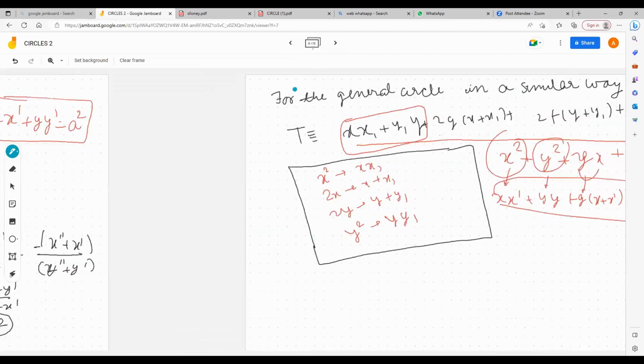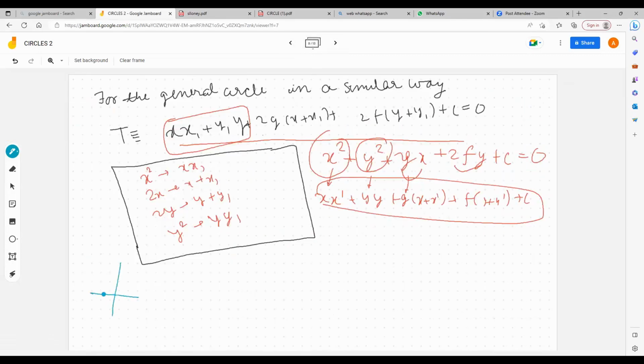Let us give it a try. We know that for a circle with radius a centered at 0, comma 0, if this point is x prime comma y prime, then we know the equation of the tangent. Now let us say that our circle is somewhat here, centered at minus g comma minus f, and it has the same radius a, and this is our point x prime comma y prime, and we need to find the equation of the tangent at x prime comma y prime to this circle.